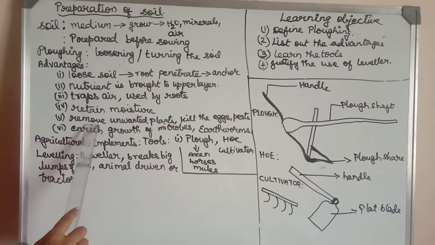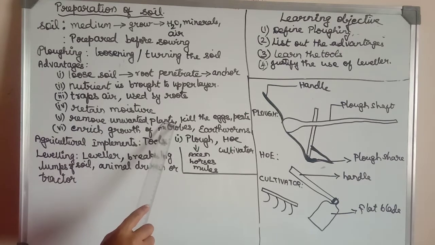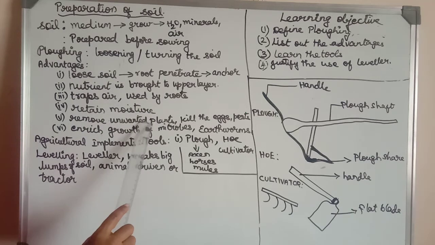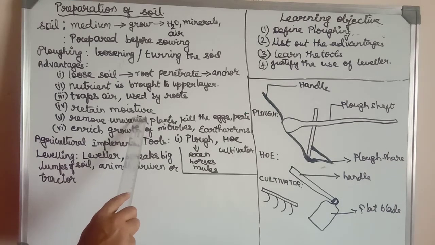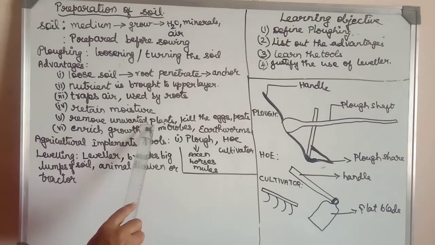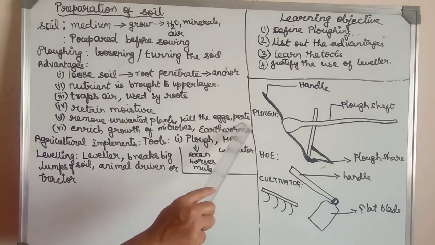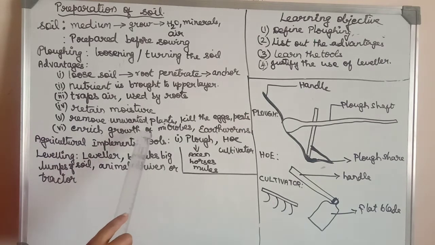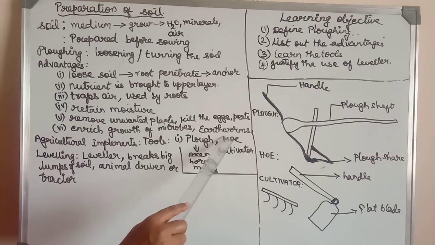Next, it also removes the unwanted plants. When you are loosening the soil, the weeds that have grown along with the desirable plants are taken up. Apart from that, when the soil is exposed to direct sunlight, it can kill the eggs and the pests, which may affect the growth of the plants in future. It also enriches the growth of microbes and the earthworm. As you know very well, earthworms are farmer-friendly organisms.